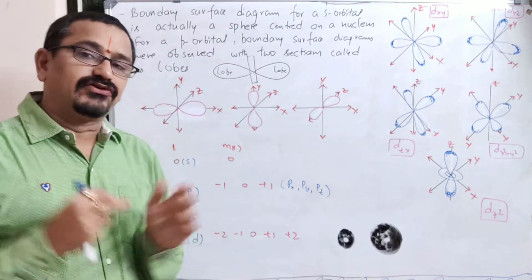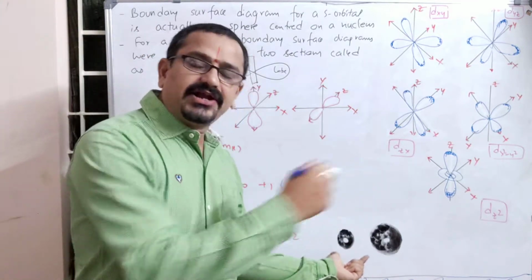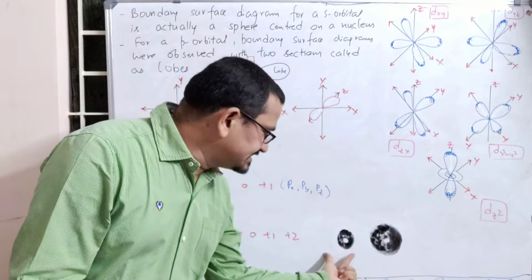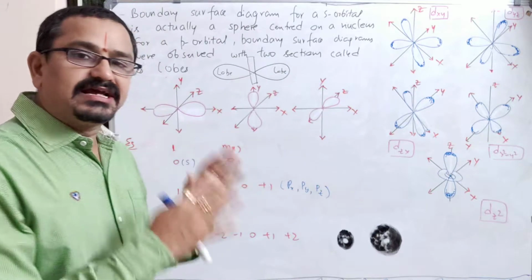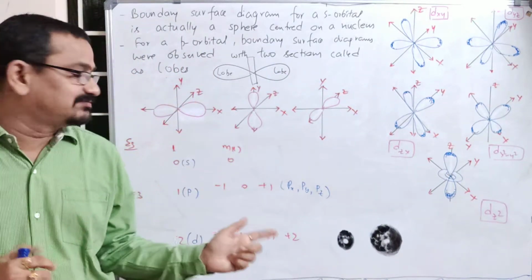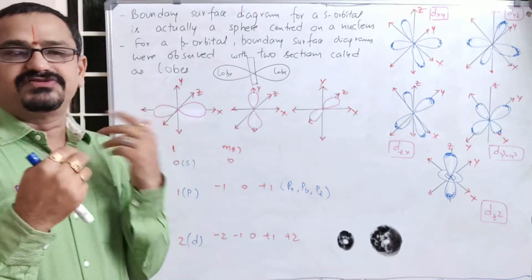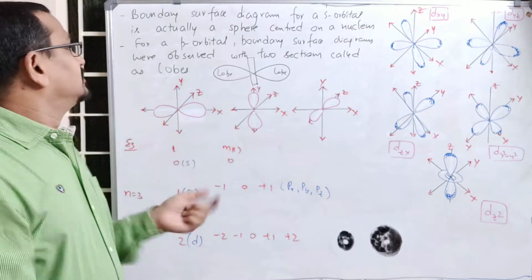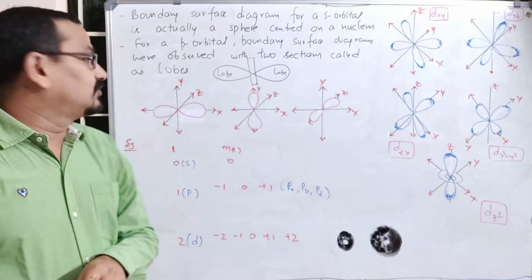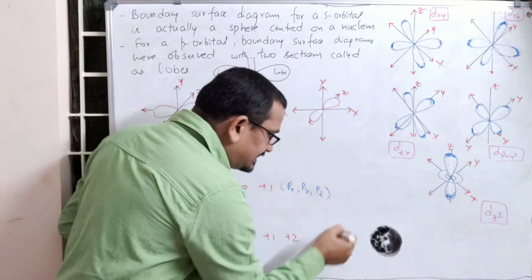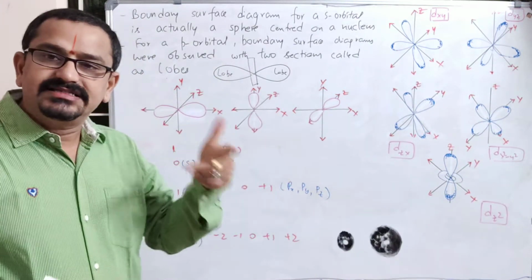Boundary surface diagrams of constant electron probability density gave a clearer picture than the electron charge density picture. See, this is a boundary surface diagram for an s orbital, for 1s and 2s, suppose. With these diagrams, the shape of an s orbital was noticed as a sphere centered on the nucleus. It is spherically symmetric, meaning electron probability is equal in all directions along the x, y and z axes, right?